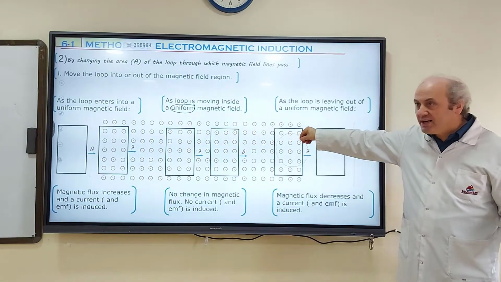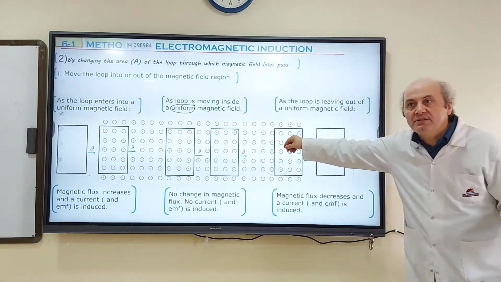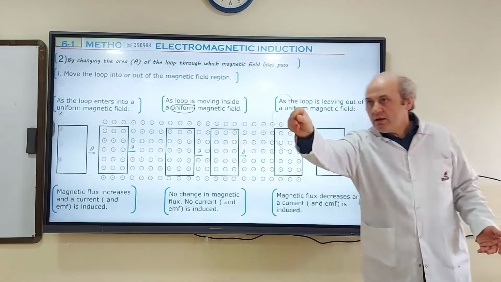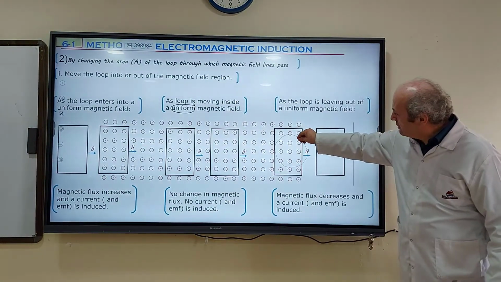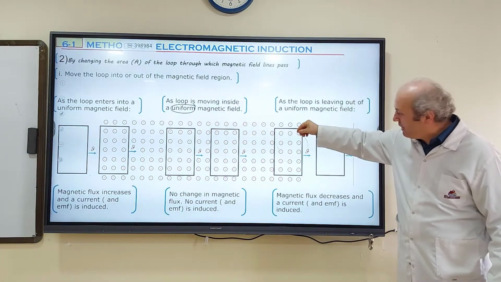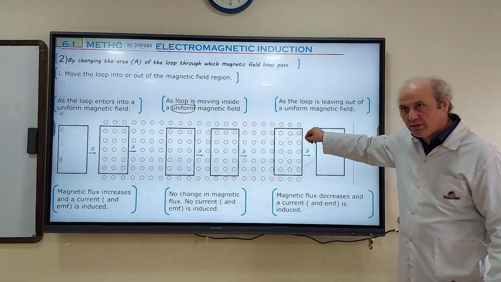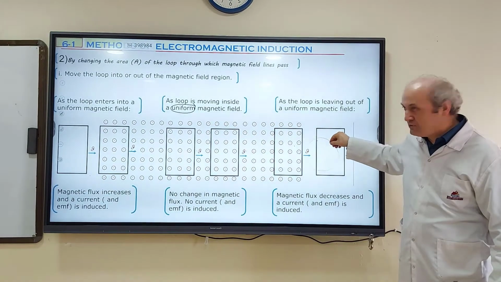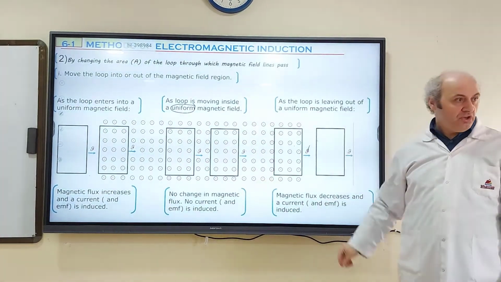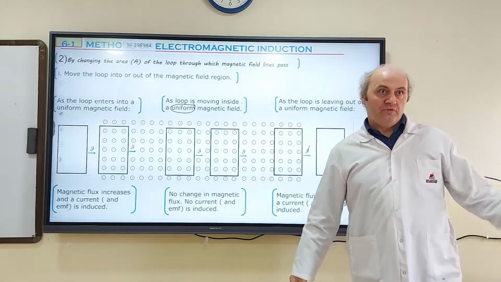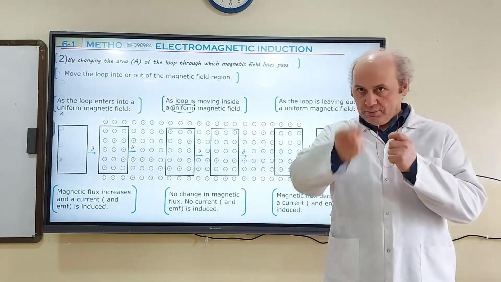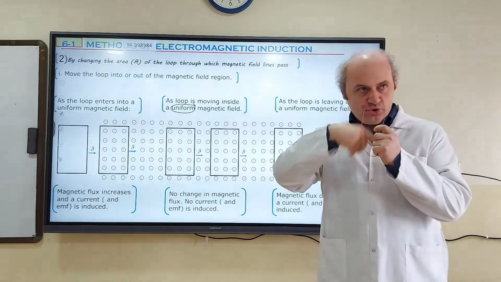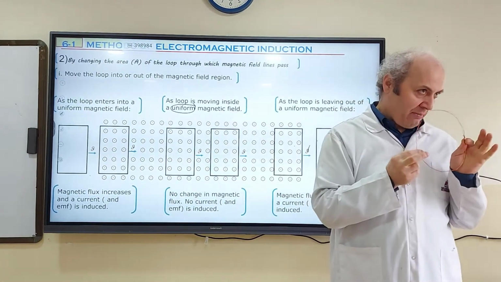So while I was taking this loop out, the number of lines crossing the area decreases? Yes. Now 9 lines are crossing this loop in my hand. Now 6. Now 3. Now 0. There's a change, decreasing magnetic flux, isn't it? So if there's a decreasing magnetic flux, it's a change. A decrease is a change. There will be, again, an induced current. You can measure an induced EMF.